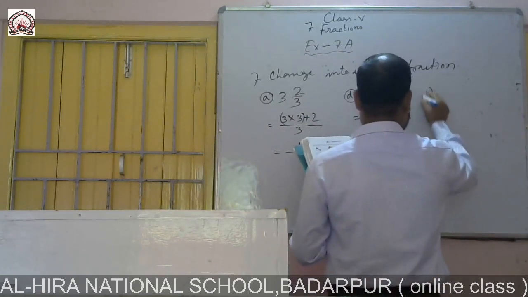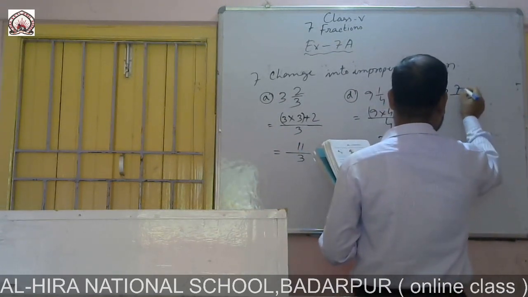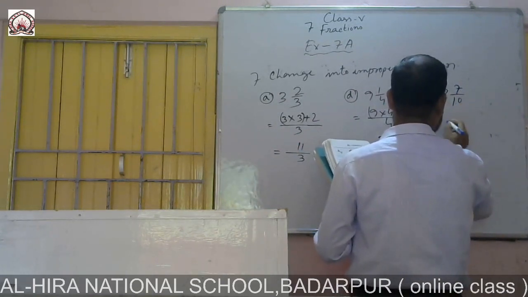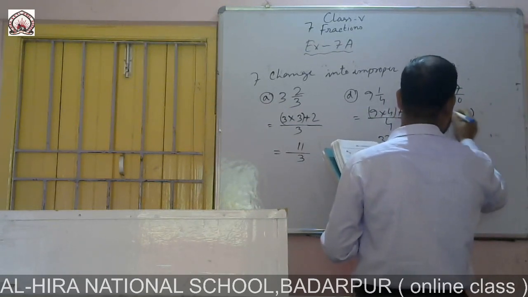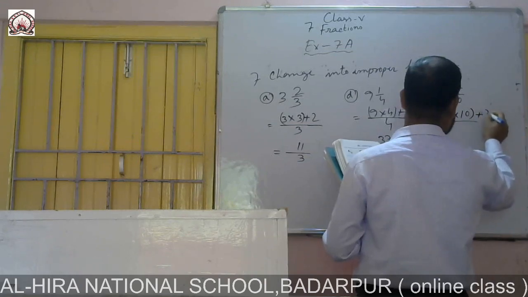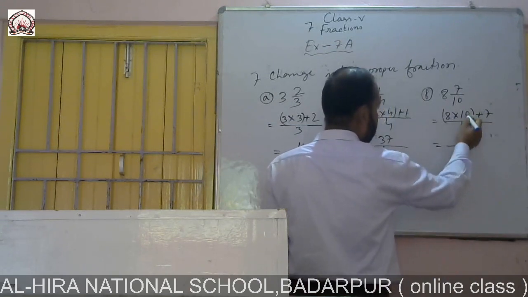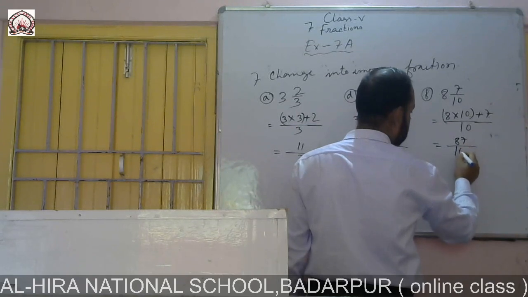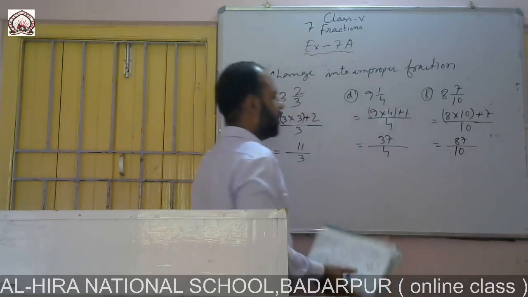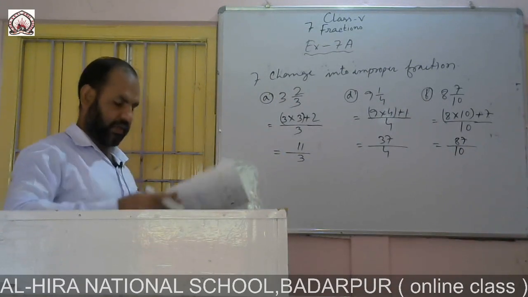Next question number F, 8 7 by 10. So 8 into 10 plus 7 by 10. 8 10s are 80 plus 7, 87 by 10. So the improper fraction is 87 by 10.